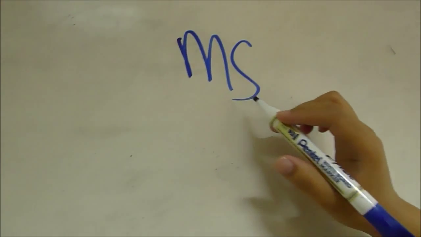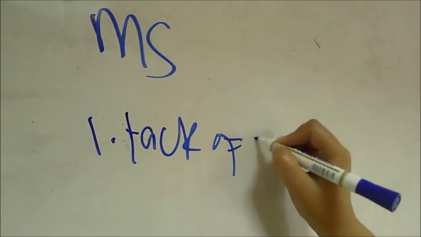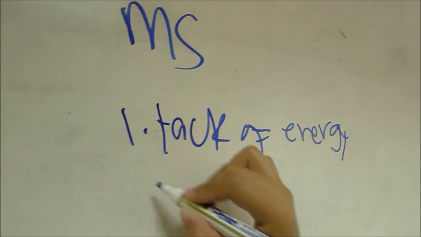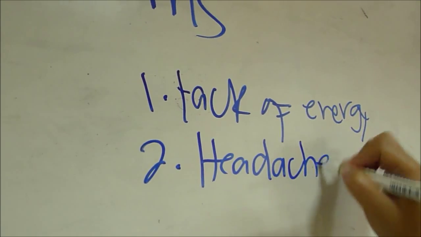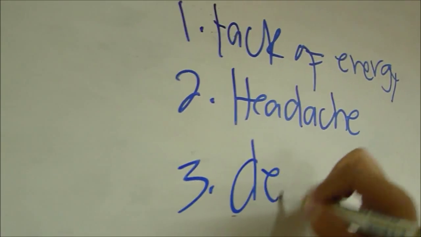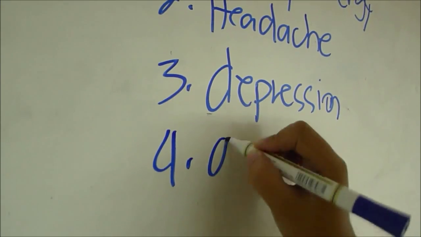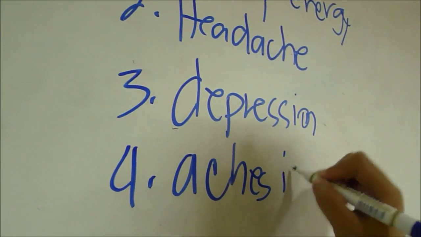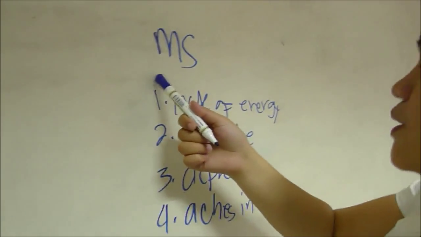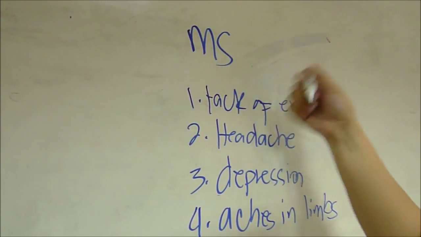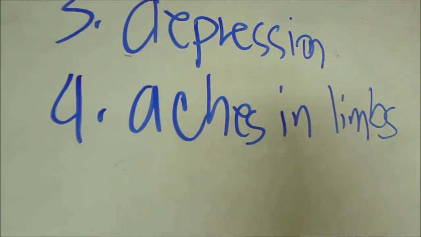Big symptoms of multiple sclerosis. Number one, lack of energy. Headache. Depression. Aches in limbs. So these are the big symptoms of multiple sclerosis. Number one, lack of energy. Number two, headache. Number three, depression. Number four, aches in limbs.